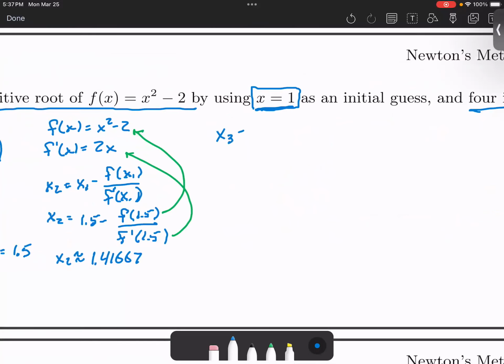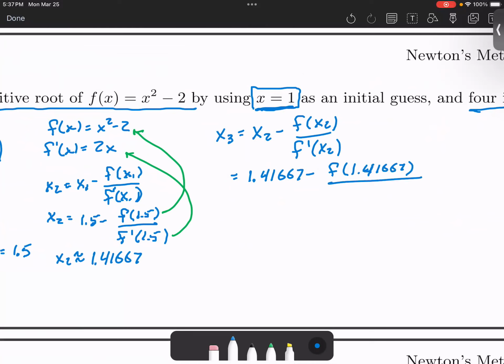Our third x value will be given by the second x value minus the function at the second x value over the derivative at the second x value. So this will be 1.41667 minus f at 1.41667 over f prime at 1.41667. Skipping the algebra, I'll trust that you can do this. Your third x value is 1.414216.